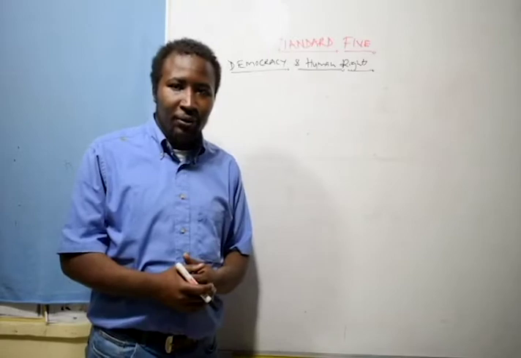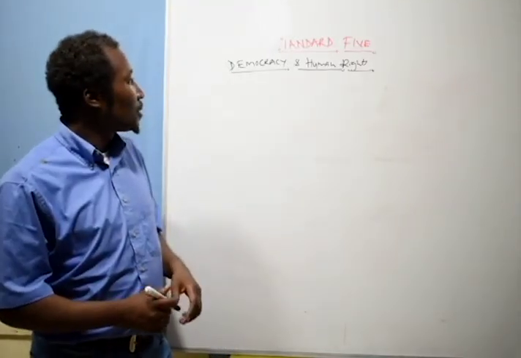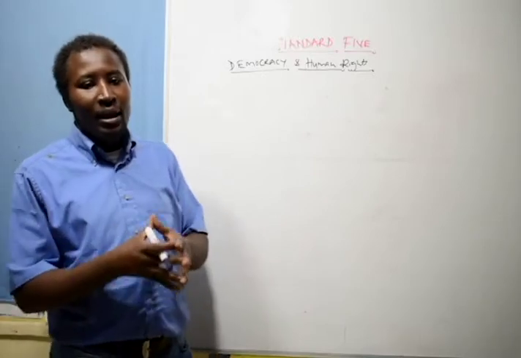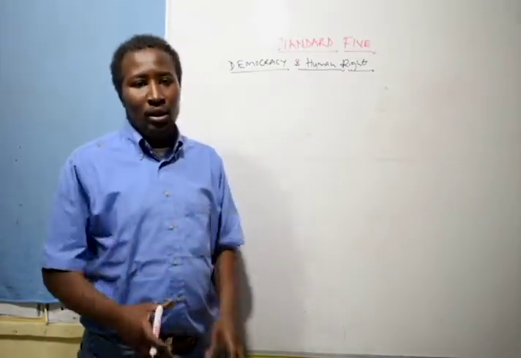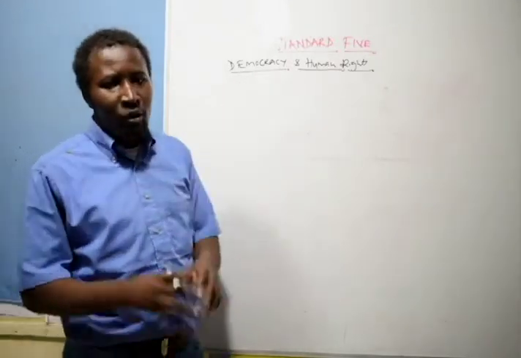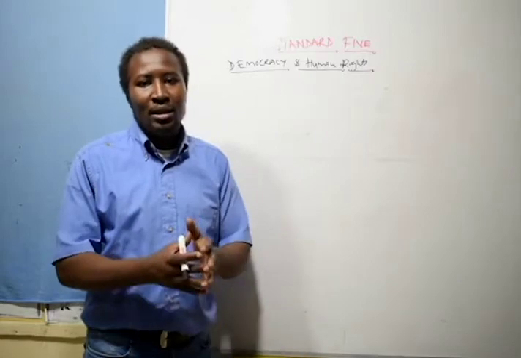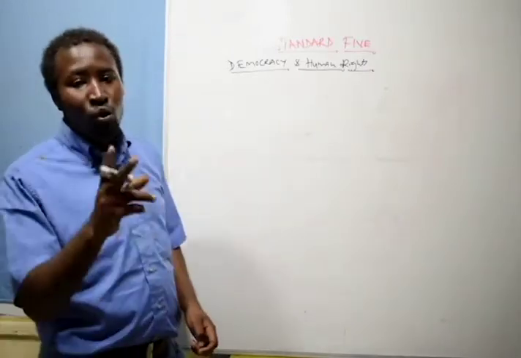Hello, Class 5. This is Social Studies. We are talking about a topic known as democracy and human rights. Now, we're going to talk about democracy. We need to understand what is democracy. Number one, democracy comes from two words.